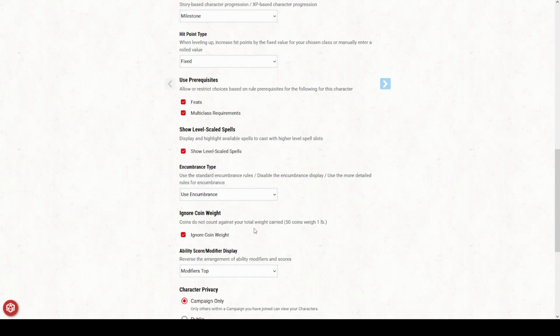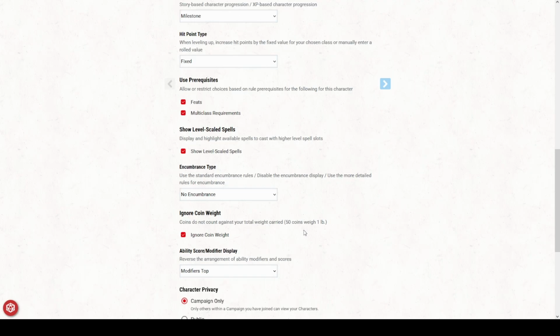It's gonna make you track what's on your body. It's gonna make you track where what is. And if you hit your encumbrance threshold, you get penalties. We're gonna choose no encumbrance. Ignore coin weight. This is important.